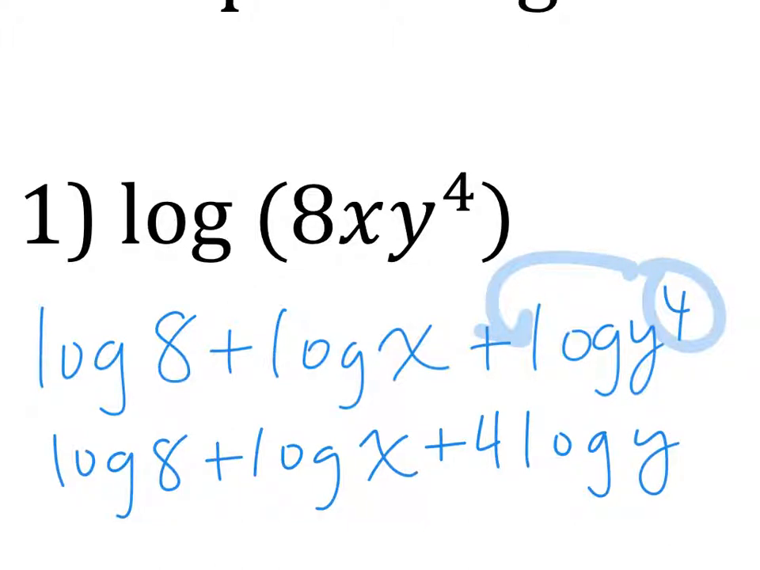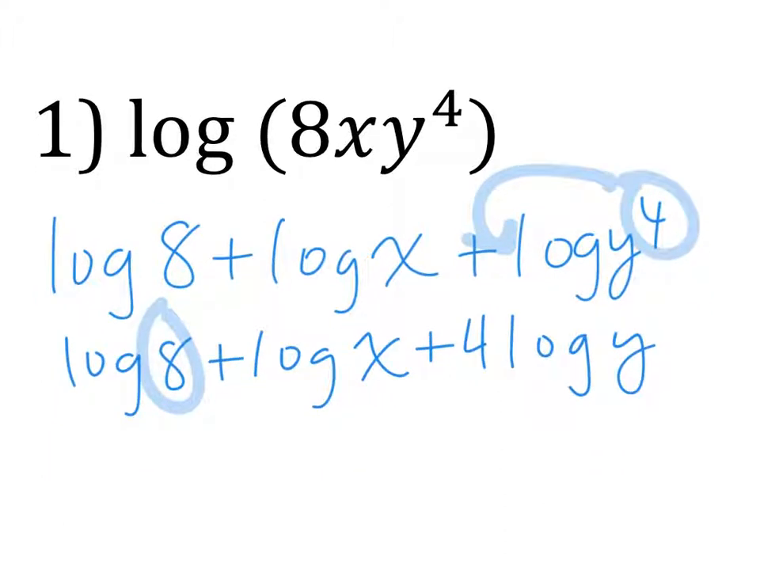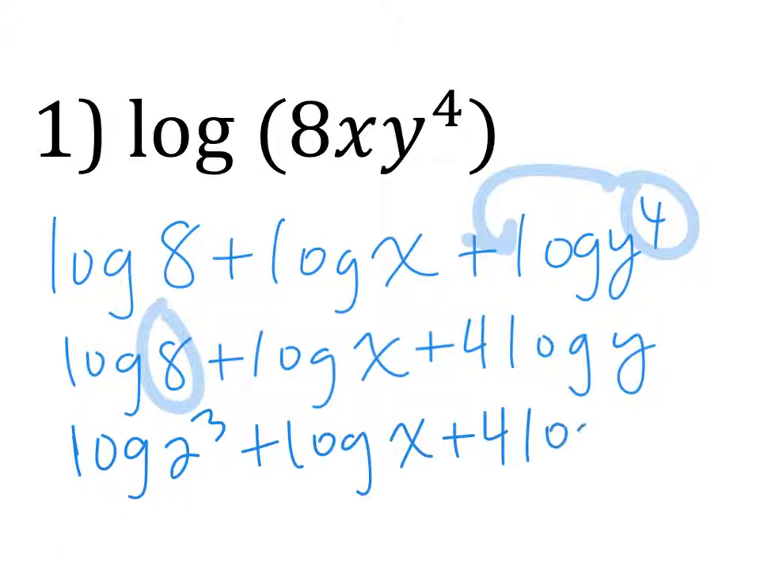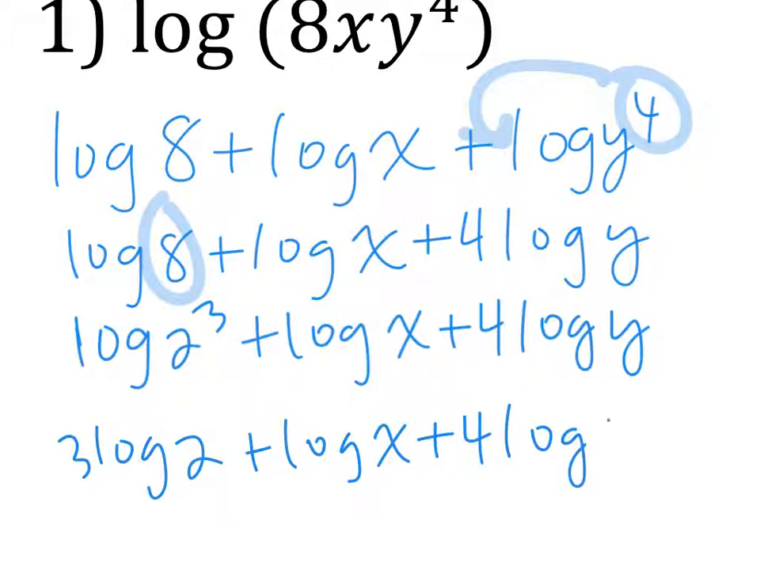Can I simplify this more? Yes, I can. But where? 3 log 2. Okay, 8 can be simplified to 2 to the 3rd. So log of 2 to the 3rd plus log x plus 4 log y, and that 3 goes in the front. 3 log 2 plus log x plus 4 log y.